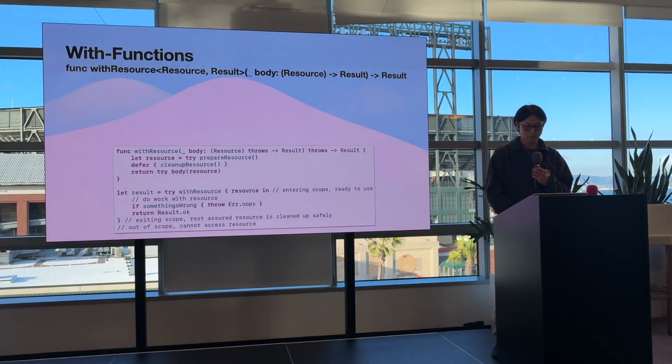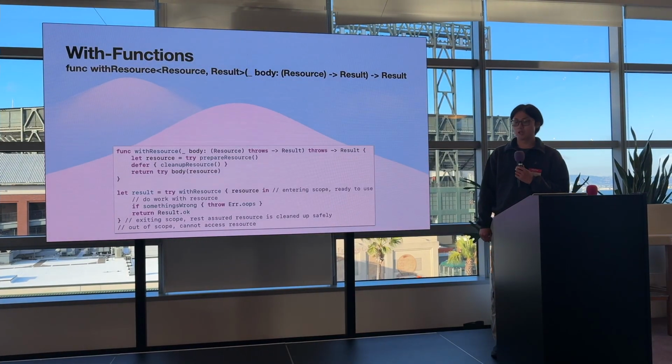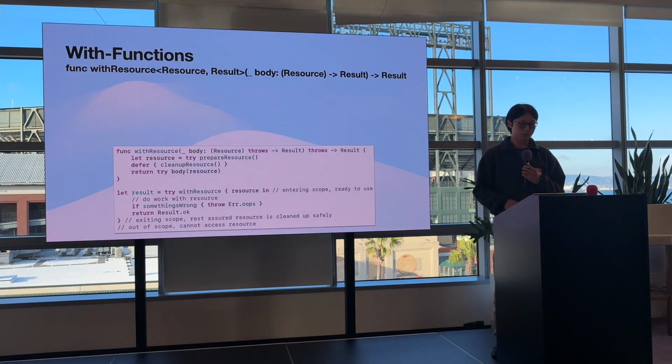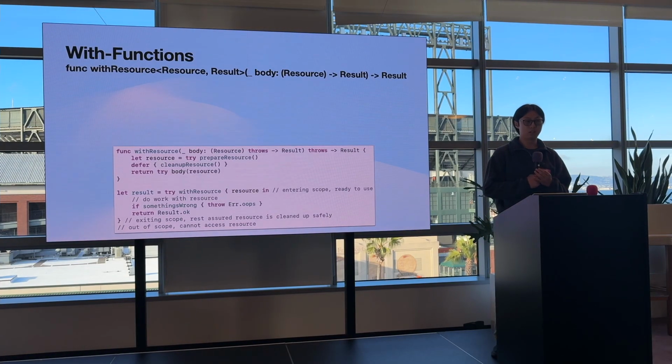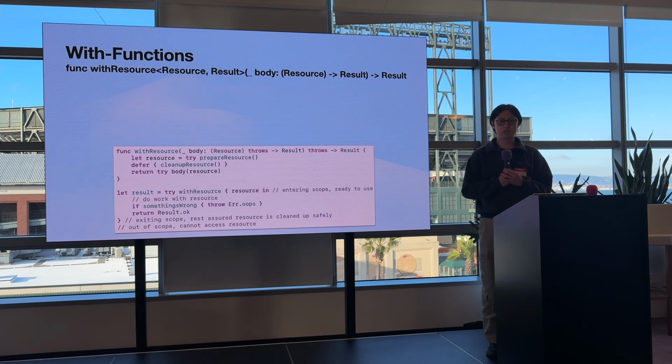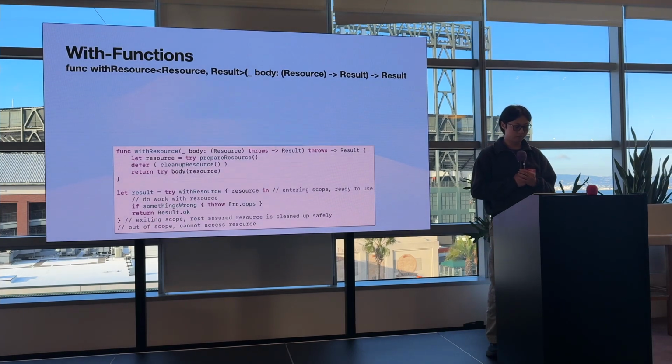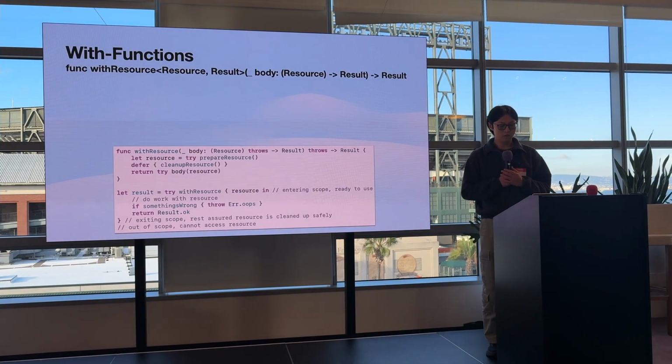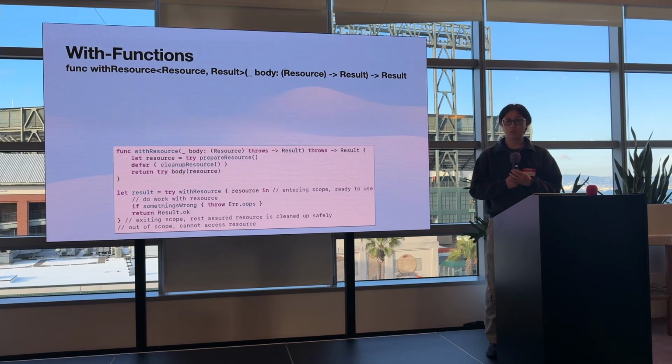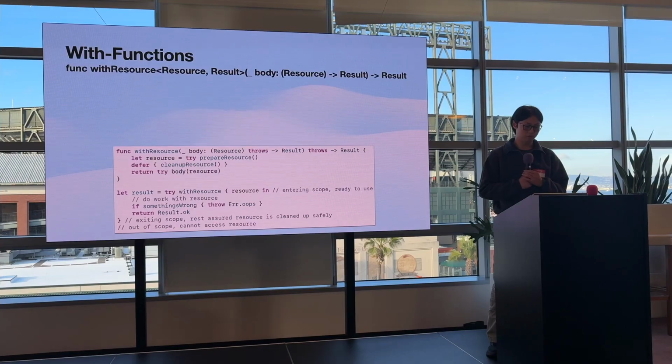How you implement this type of function is basically prepare some resource before cleaning it up, and then execute the closure that your caller is going to pass in. And how you use it is you call this function, open up the closure, and do whatever you want with the resource that's handed to you.